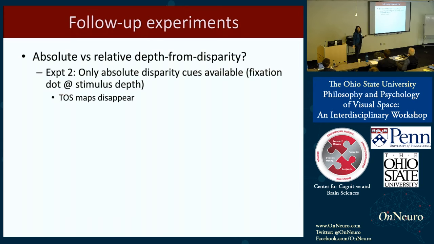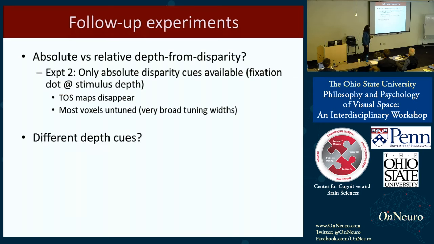And it turns out that those TOS maps disappear. In fact, when we do this technique, most of the voxels in the brain have these really raw, untuned widths. Another thing we've asked is, do these maps generalize across different depth cues, not just binocular disparity? So we did another version where we used depth from motion. Same sort of idea, but now we have these motion-driven depth cues that vary in depth.